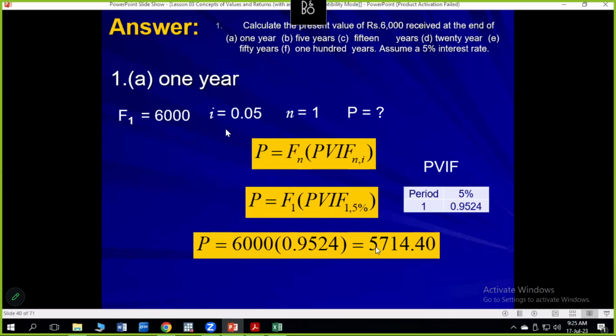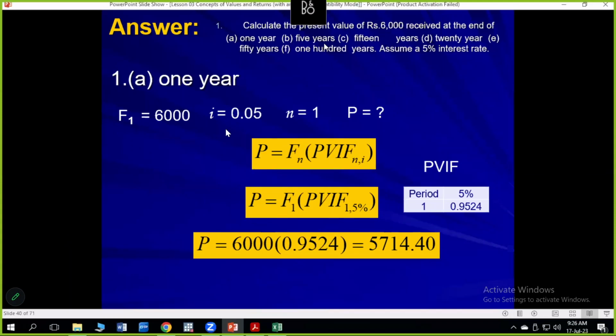You can't write just the final answer to this question. You want to properly present it. What is F, N, I, and what is the formula that you want to apply? What is the factor value you obtain from the table, and what is the result finally. All this information should be provided in your full answer, right?